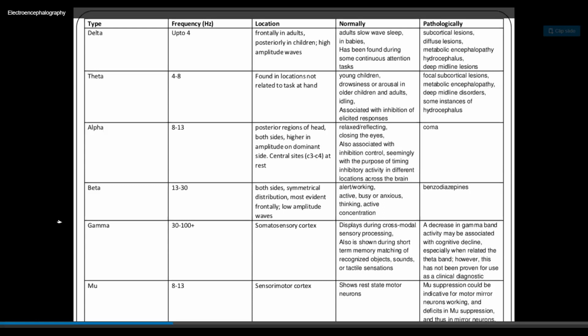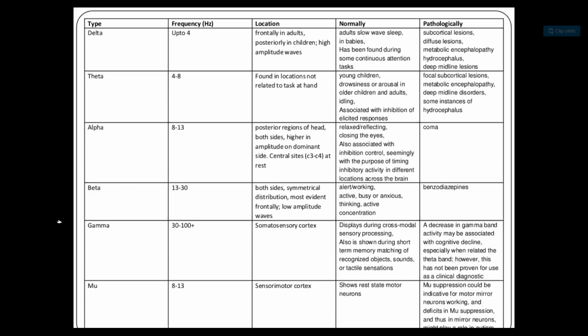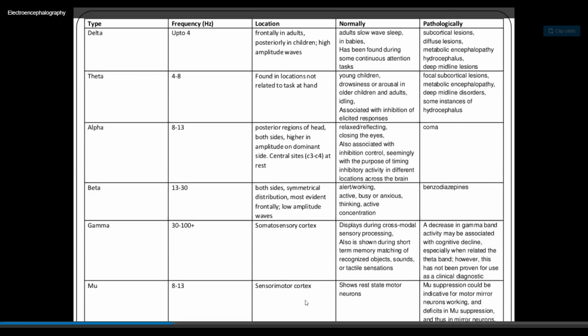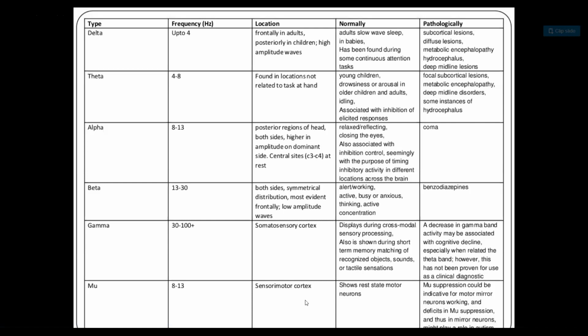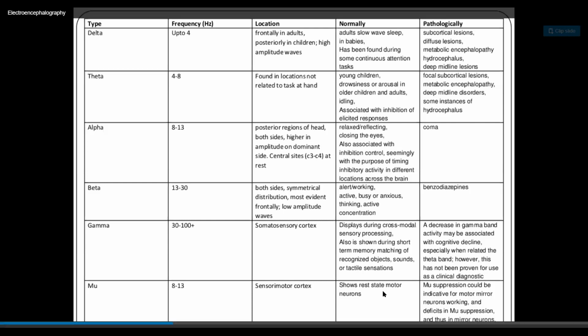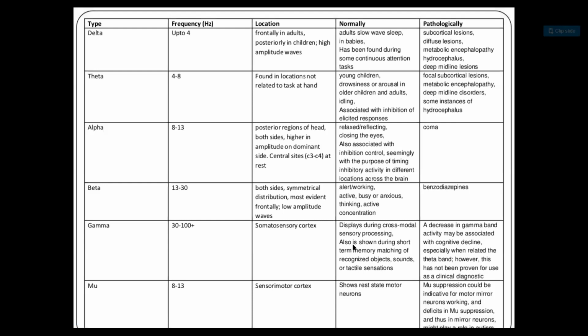Next, we have the mu waves, which is in the range of 8 to 13 hertz, and you put the electrodes on the sensory motor cortex. It shows the rest state of motor neurons. Mu suppression could be indicative of mirror neurons working, and deficits in mu wave suppression indicate deficits in mirror neurons.